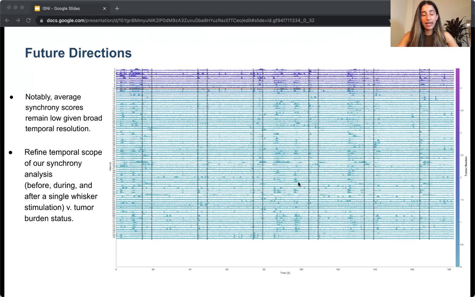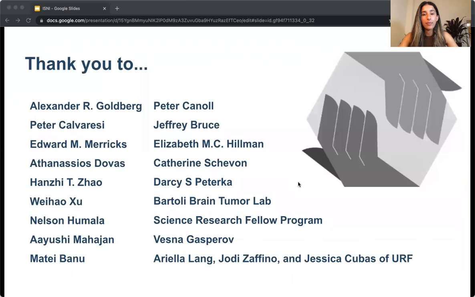We plan to further interrogate this effect under the high burden stimulation condition by refining the temporal scope of our synchrony analysis. We plan to move towards a population level analysis, looking at correlations in smaller temporal windows, before, during, and after a single whisker stimulation. And we are interested in analyzing correlation patterns or changes in each respective population based on tumor burden status.